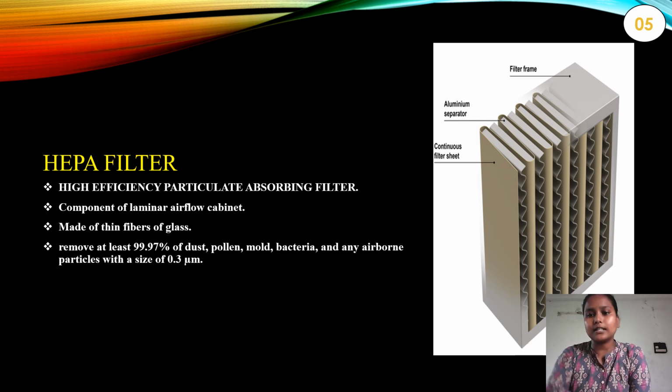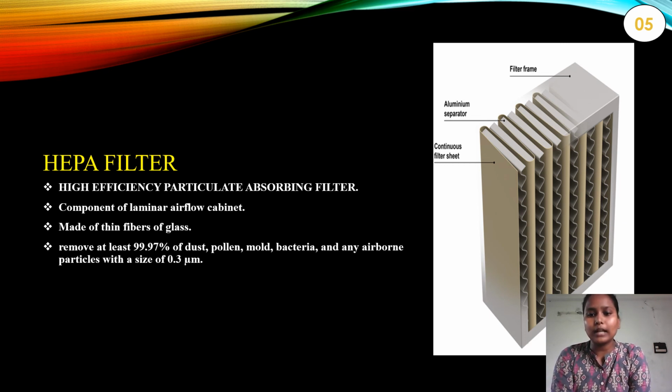If a particle passes through the first sheet, it can be trapped by the second sheet, etc. And these HEPA filters are mostly used not for sterilization, but for the filtration of airborne particles, to aseptically perform an experiment or any compounding or any formulation.